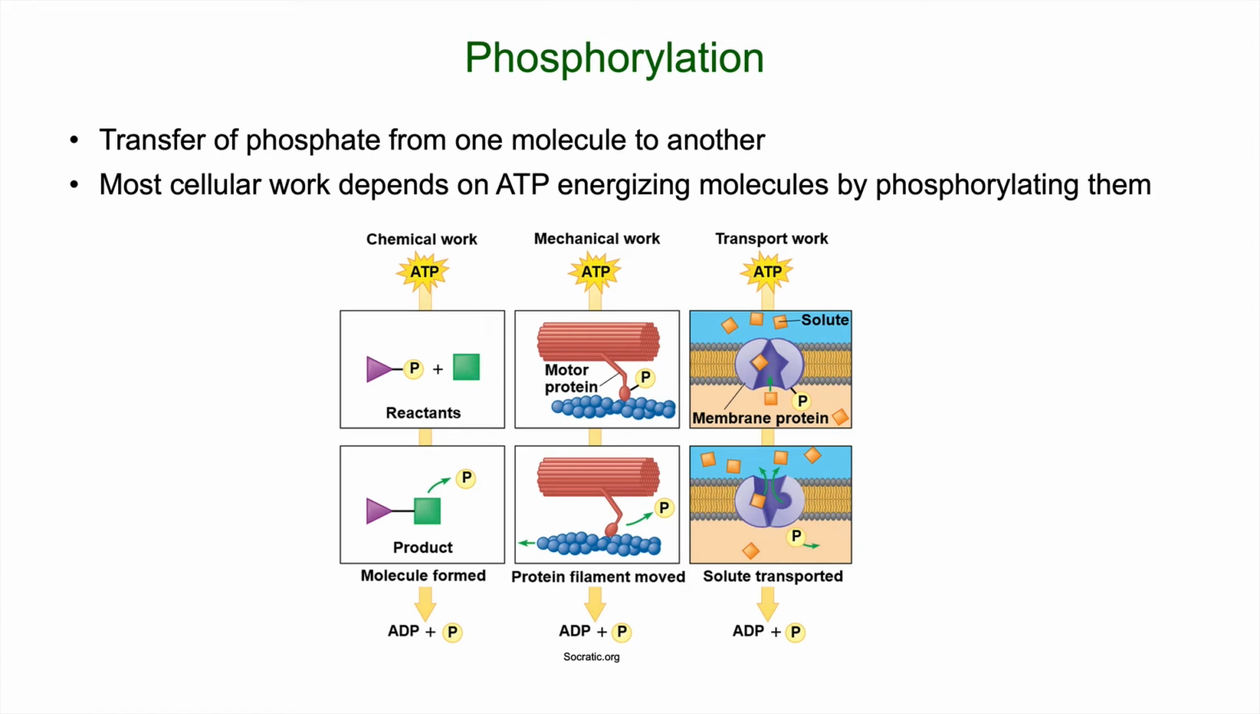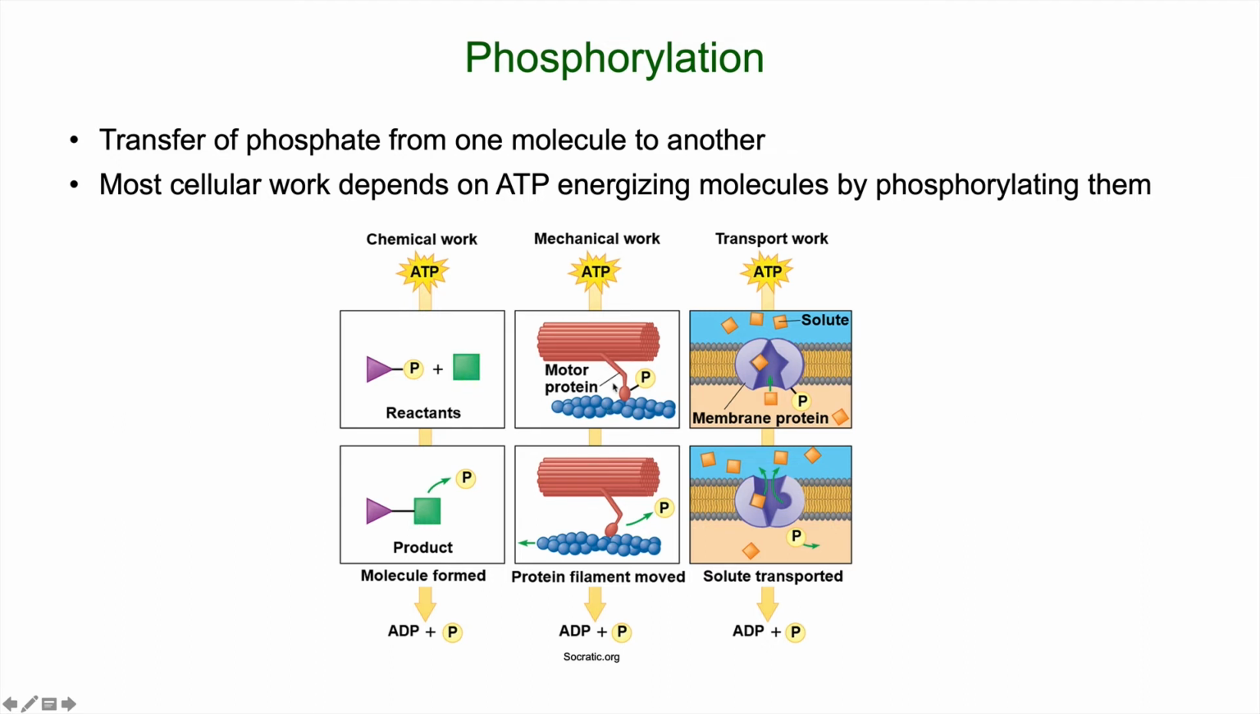Phosphorylation is when you add a phosphate to a molecule, and almost all cellular work depends on ATP providing a phosphate molecule to energize molecules. Here we see reactants that have a phosphate attached to them, and now when that phosphate is kicked off, the energy that was with it allows these two monomers to be linked together.